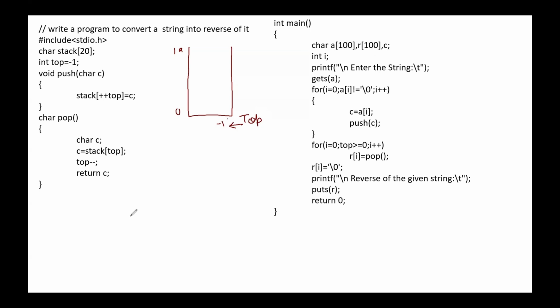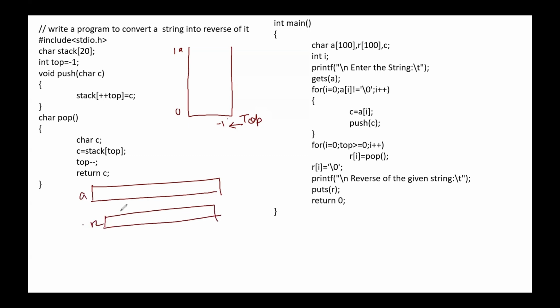Here what happened? There are two arrays present. One array is A and another array is reverse. Both are the same size. Then we declare another variable, that is I. Printf "enter the string". Whatever string we enter will be stored inside A. For example, I enter the value A, B, C, D. Whenever we enter A, B, C, D, it ends with backslash 0 automatically, because it is a string.